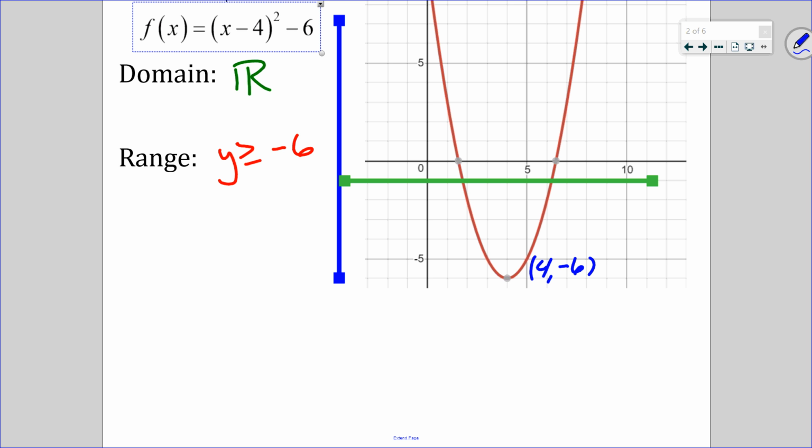Sometimes the book might write it, or your teacher might write it for all real numbers. If you haven't seen that symbol before, to say, well, x is less than positive infinity and it's greater than negative infinity, that works as well. It means the same thing.